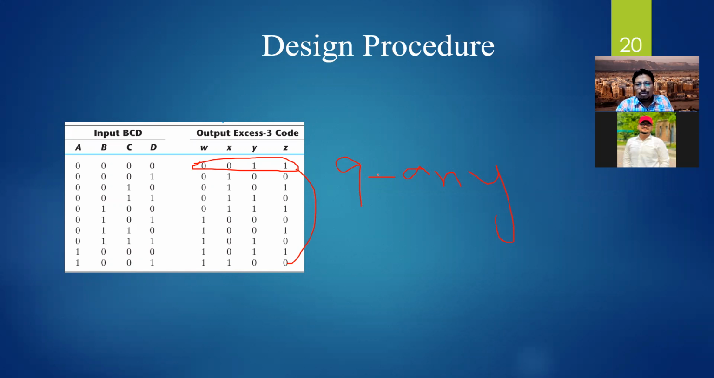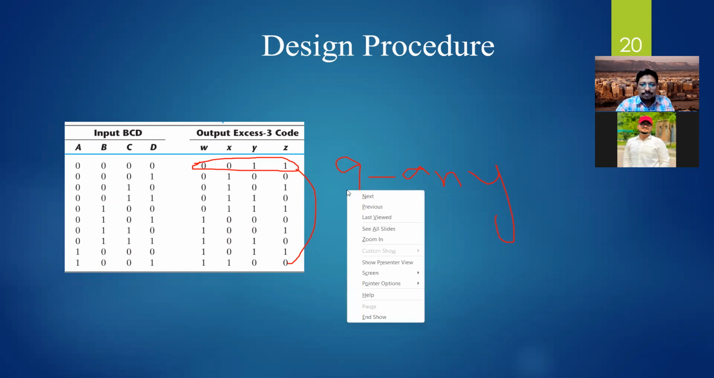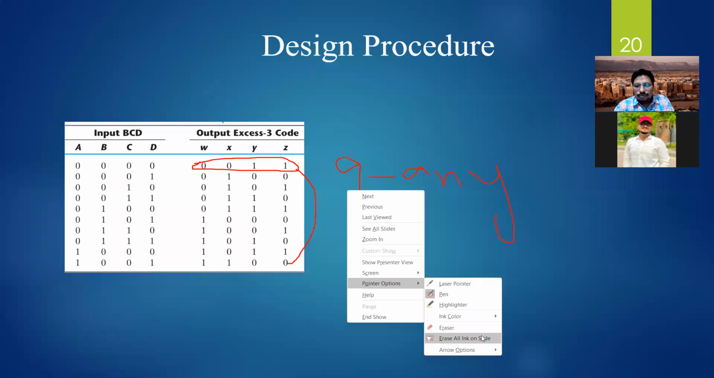Okay, let's say, for example, I want to make another one. I don't know if people are available or not.